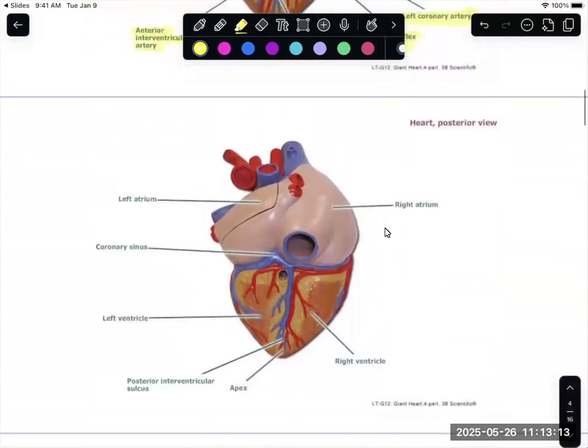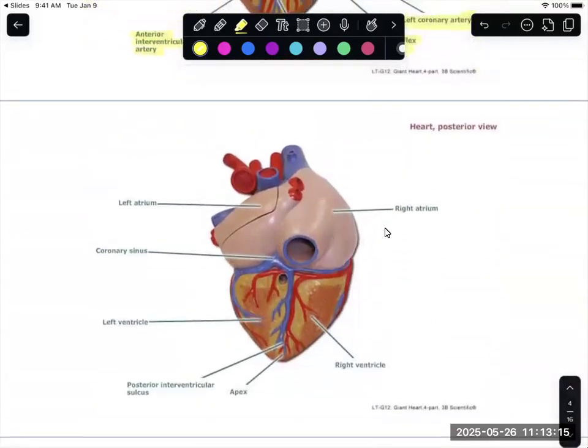So now we can see the back of the heart. Here we have that right atrium. If we're looking at it from a posterior view, from behind, now your right side and their right side match, your left side and their left side match. I know it's very confusing, but you've got to think about it sometimes in that view.